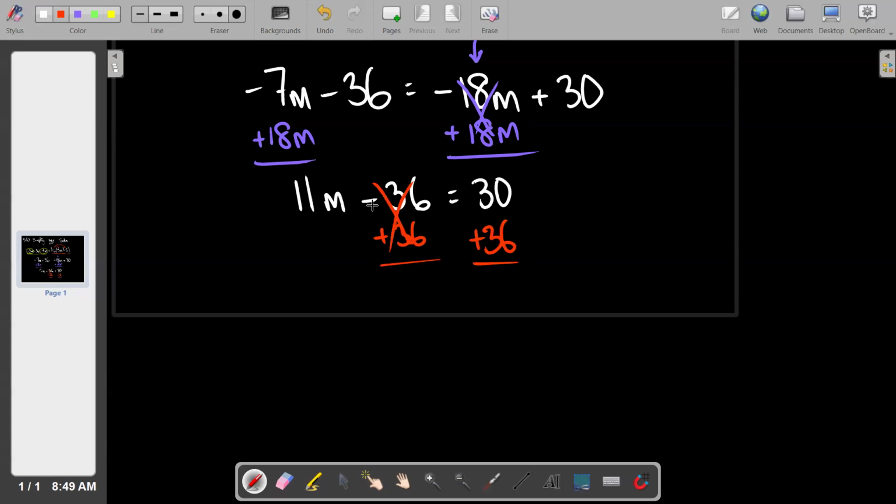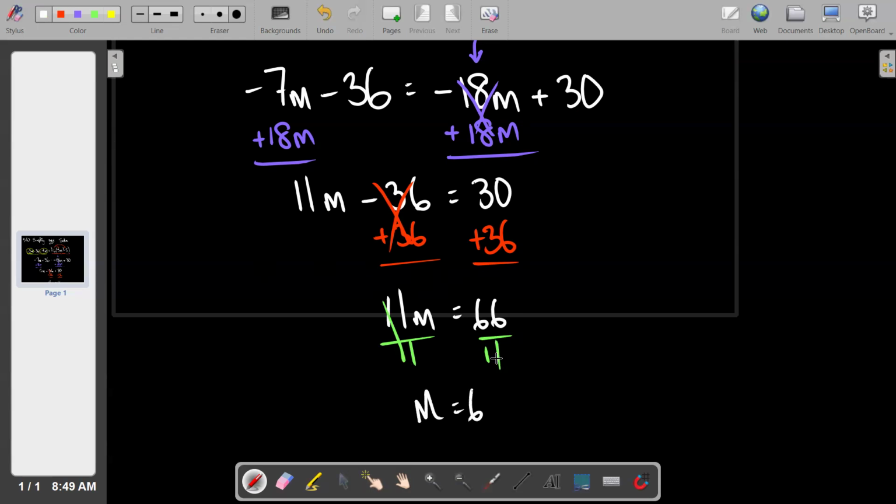Like there's no way around the fact that the m's have taken over this left side. The numbers now need to vacate and head over to the right side, giving us 66. Final step. And if we divide both sides by 11, we get m equals 6, right?